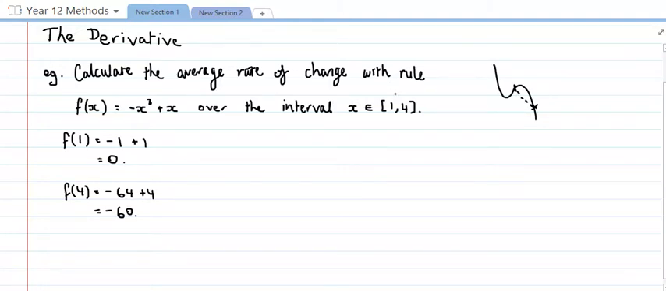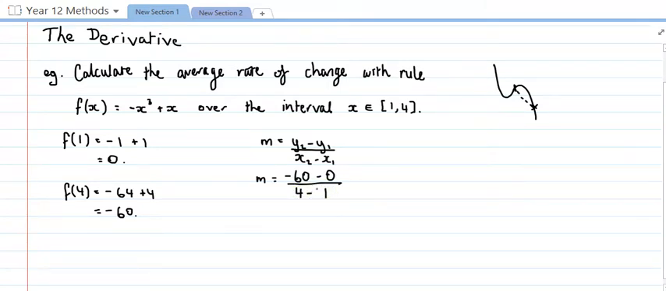I've got my 2 x values over here, and I can just go m equals, now I could write it as y2 take y1 over x2 take x1. Yeah, look, I'll just do that. So there we are. So our y2 is going to be negative 60 in this case, and our y1 would be 0, over x2 is 4, and x1 is 1.